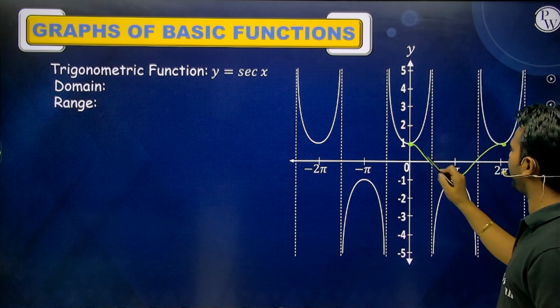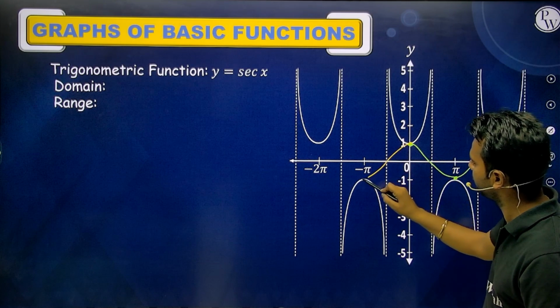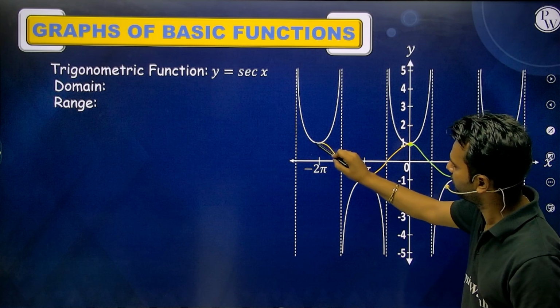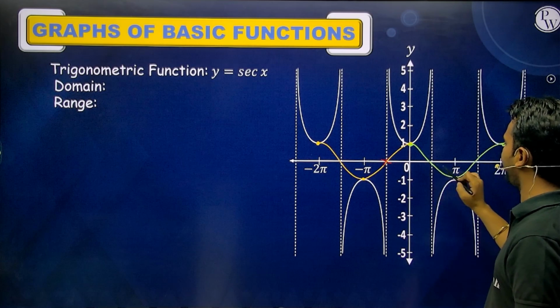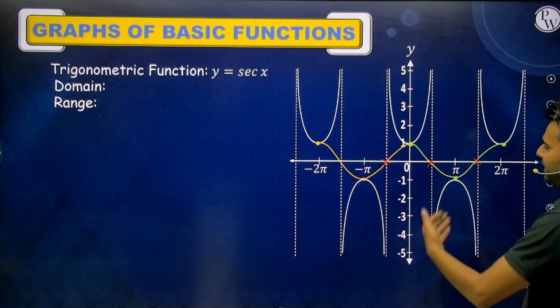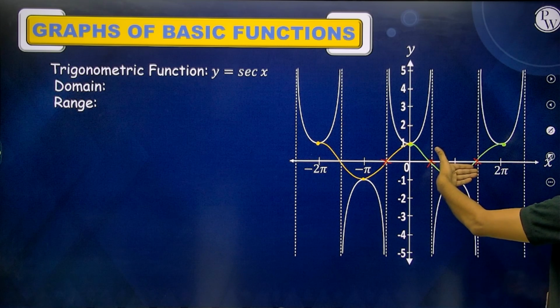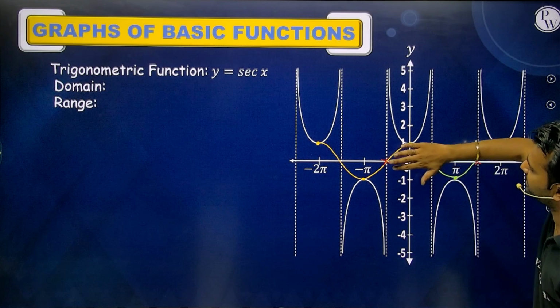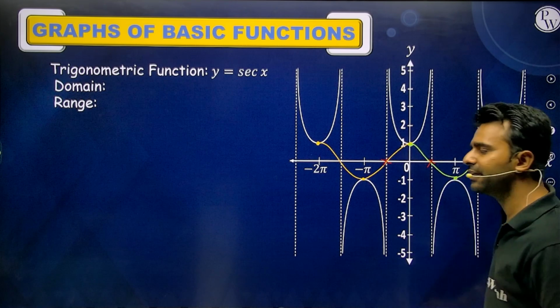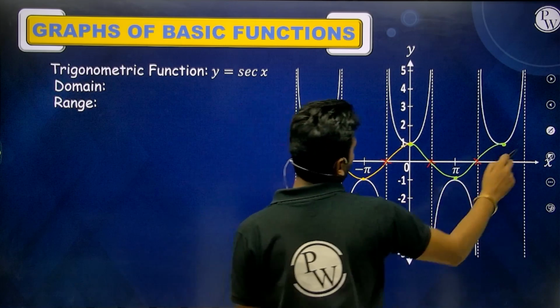This is how the graph of y equal to cos x forms. Simply cut the graph wherever it cuts the x-axis and then invert it. Whatever portion is coming below the x-axis, you will invert it like this, and whatever portion is coming above the x-axis, you will invert it like this. So what you get is nothing but the graph of y equal to sec x only, kids.